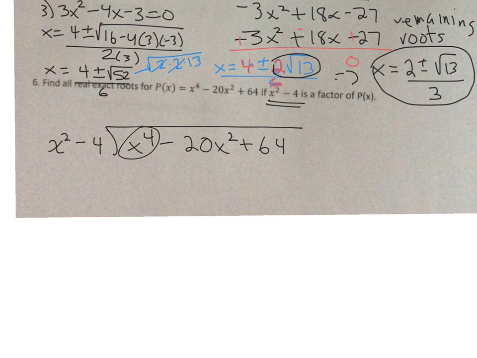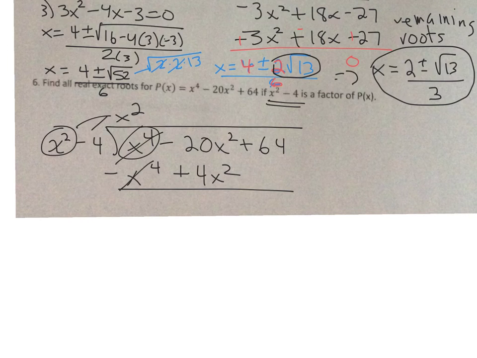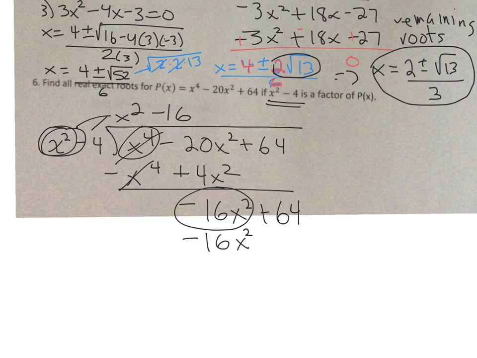And you have x to the 4th divided by x squared, which is x squared. Multiply that out and you get x to the 4th minus 4x squared. Draw your line, change the sign. Oh, it turns out that they're both missing the same term, so you've got like terms lined up here. You get negative 16x squared plus 64, and then you start over. So negative 16x squared divided by x squared is negative 16, and that gives you negative 16x squared plus 64. Draw your line, change the signs, you get a remainder of 0.